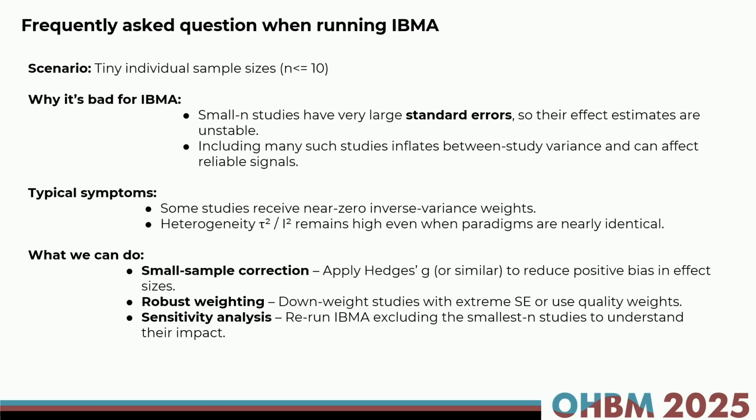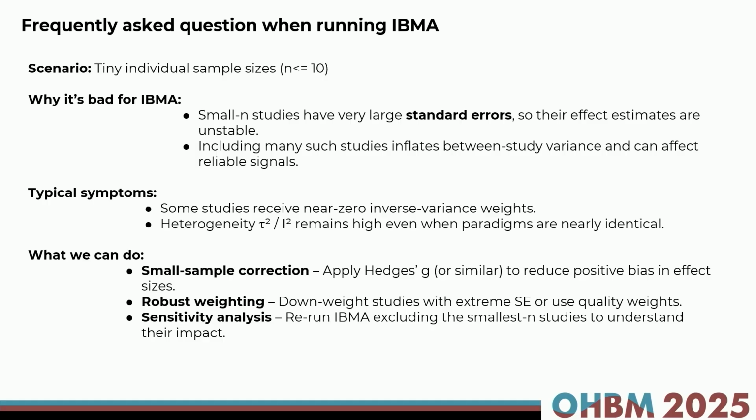And the next scenario is we might have very tiny individual sample size. For example, we have less than 10 studies when we want to run IBMA. With a very limited number of studies, it can give rise to very large standard error, so the effect estimates are very unstable. And excluding many such studies can inflate between-study variance, and it can affect the reliable signals.